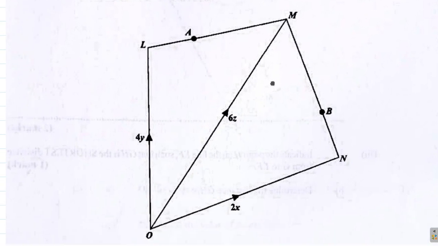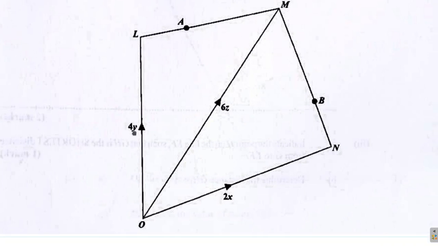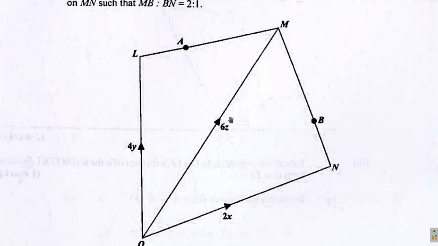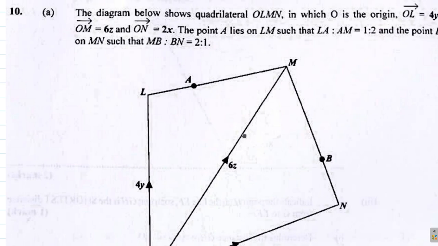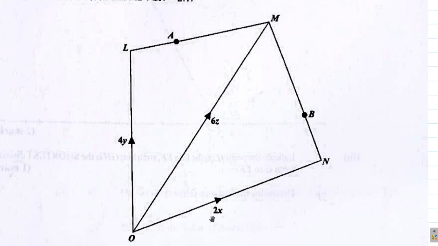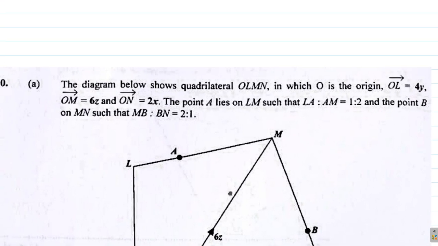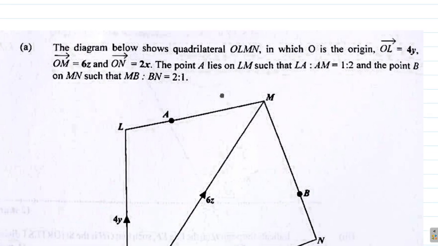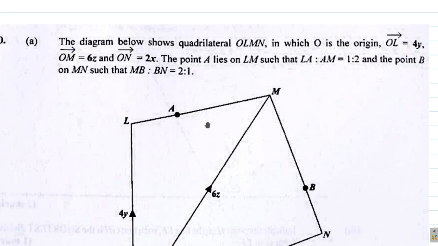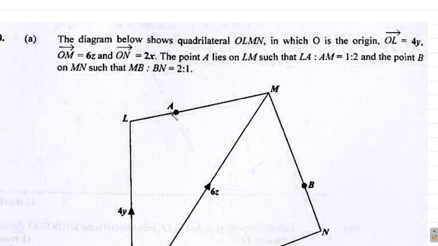OL equals 4y, so OL is 4y, you can see it here. OM is 6z, right here. ON is 2x, so from O to N is 2x, you can see the 2x here. The point A lies on LM, right here, such that LA to AM is 1 to 2.